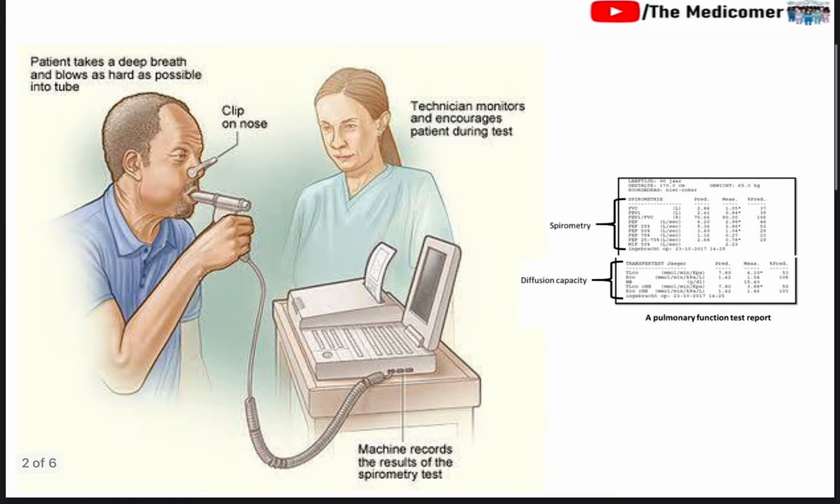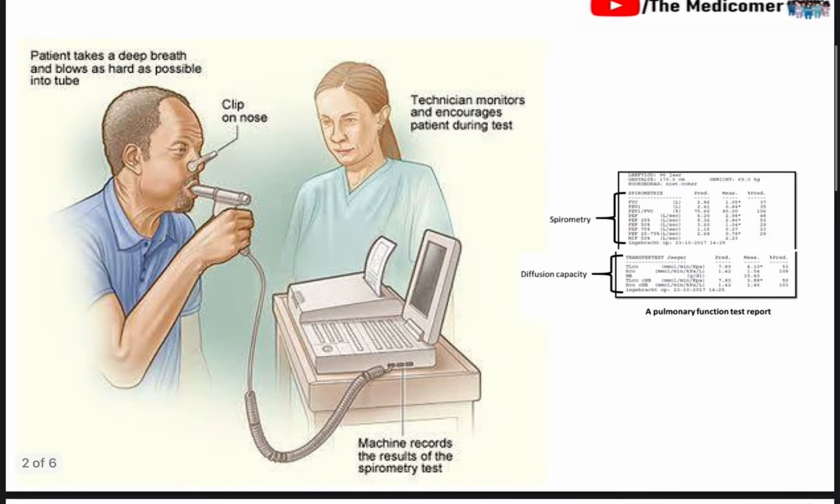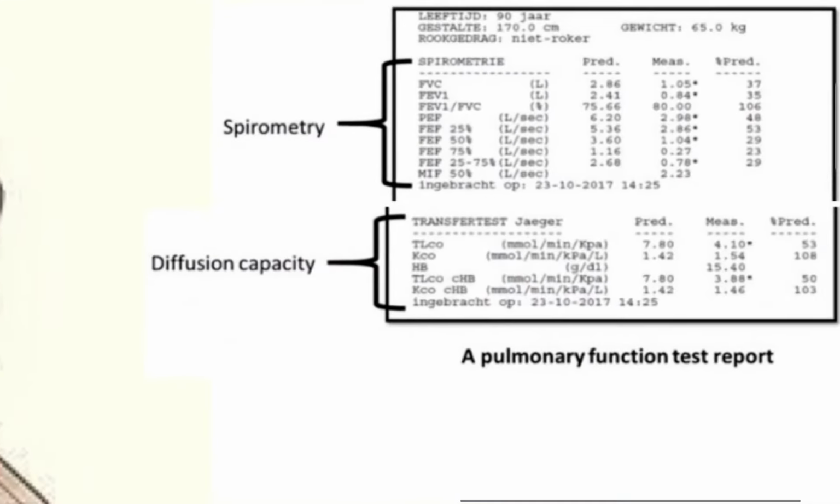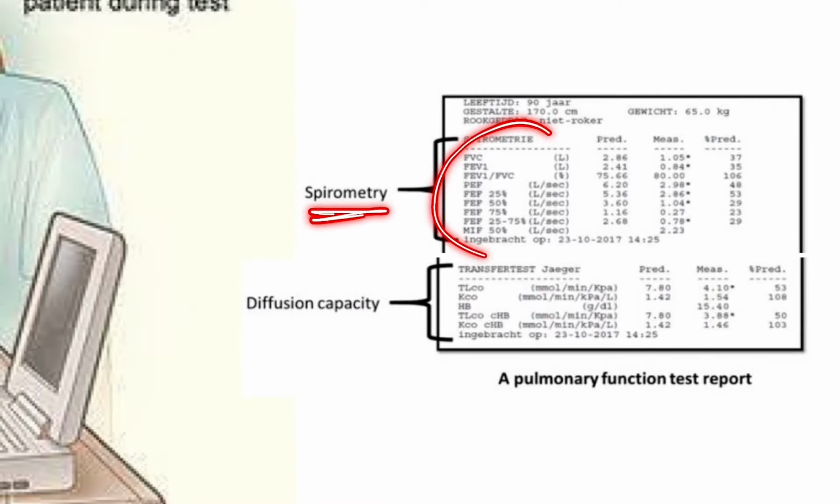Before that, let me show you this diagram. This is a person undergoing a pulmonary function test, and this device is the spirometer. The person has to blow air into this machine, and the machine records the input and gives appropriate results. This is how the result of a pulmonary function test looks. As you can see, these are all spirometric findings.